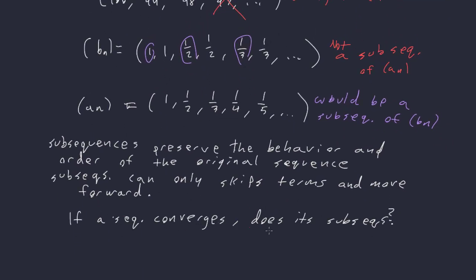So if a sequence converges, do all of its subsequences? This is a bit of a spoiler alert. We'll get into this next time. But the answer is yes, definitely. And they all converge to the same thing. And so we will talk about that in the next video.